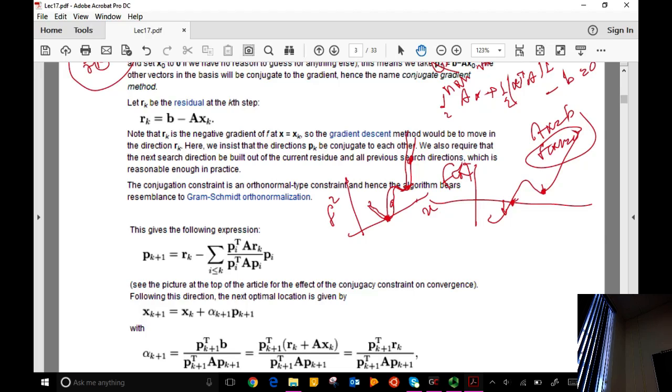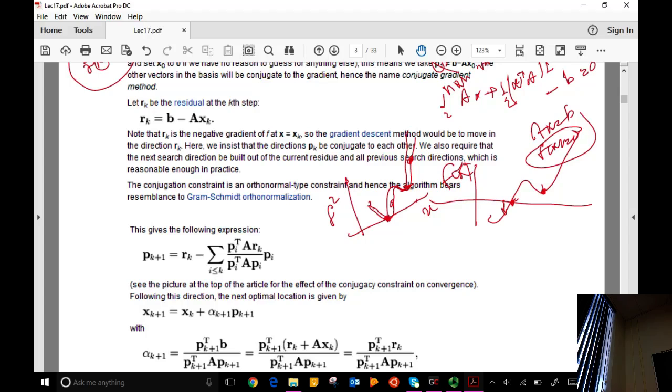Remember, P0 is my first guess. Right? I make an X0 and I calculate R0 and then I calculate from this one by plugging it into this one. Everything is known. The residual in the first step is known, and P0 is the same as the residual in the first step. So I can calculate P1 and repeat that, calculate P2, etc. Okay, so i is less than k, so you can gradually increase the number of terms it has.